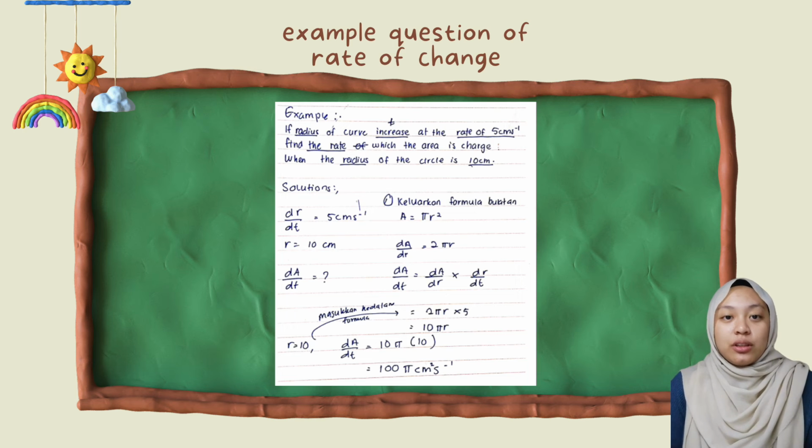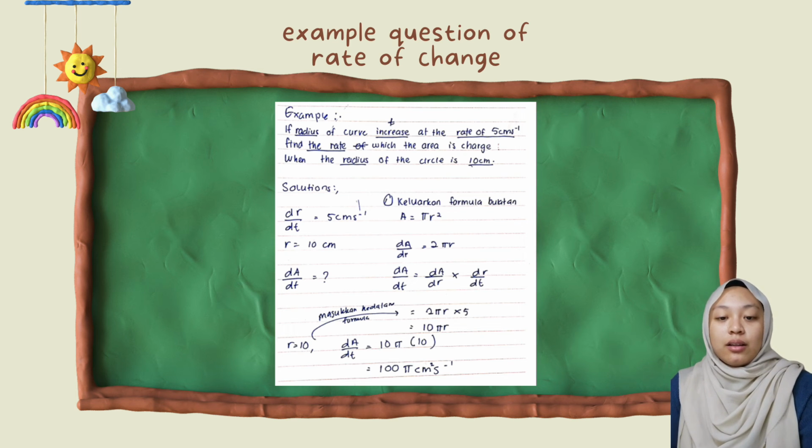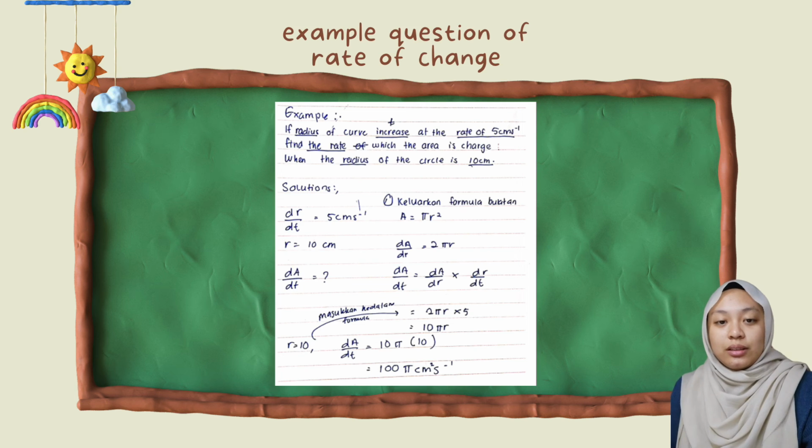Okay, let's find the solution of this question. Firstly, we should take out all the information from the question. We have dr over dt equal to 5 cm, and then we have r, which is the radius of the circle, 10 cm, and lastly we have to find out the answer of dA over dt. Next, we should know the area of a circle. The area of a circle is A equals pi r square, and then we should differentiate that formula, which is dA over dr equals 2 pi r.